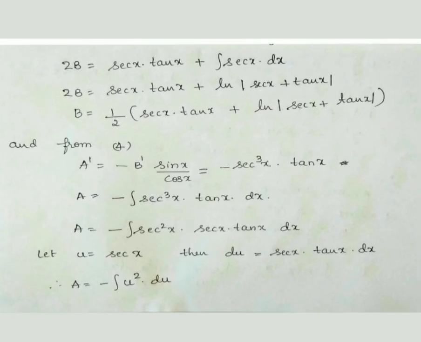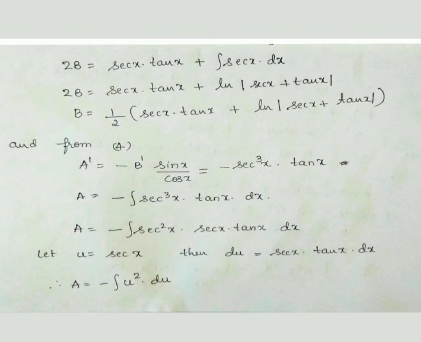So a dash can be written as, now from equation number 4, minus b dash into sin x by cos x. So that is minus secant cube x into tan x. Or otherwise, a is equal to minus integration of secant cube x into tan x into dx. Or otherwise, a is equal to minus of integration of, from the secant cube x we can write secant square x into secant x into tan x.